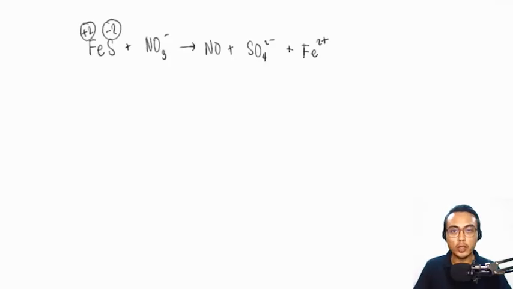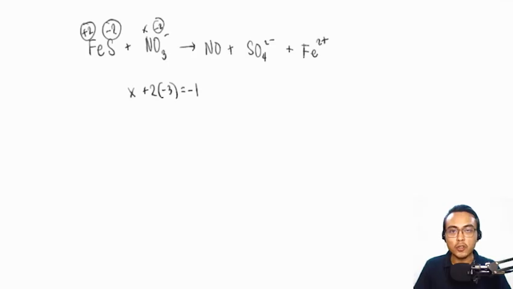Now let's go to nitrate or NO3 negative 1. Oxygen has a charge of negative 2. We don't know the charge of nitrogen in this case, so let's have it as X and then let's perform algebra. So this becomes X plus 2 times negative 3 is equal to negative 1.